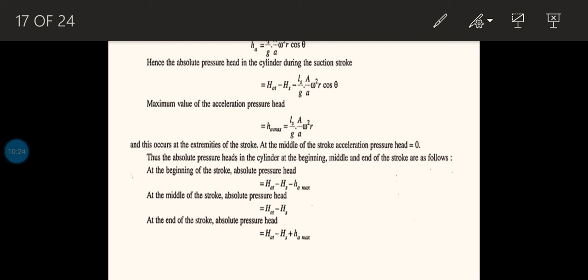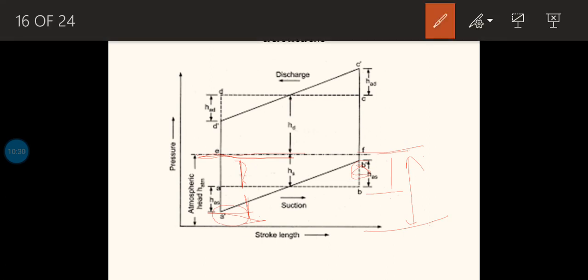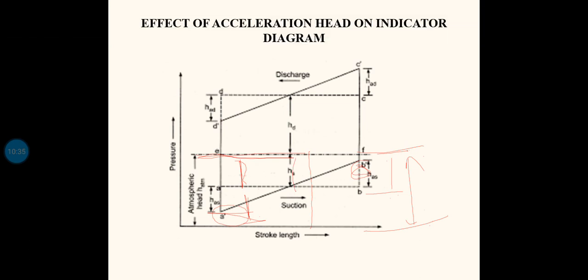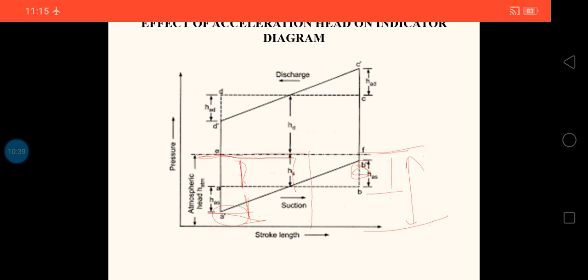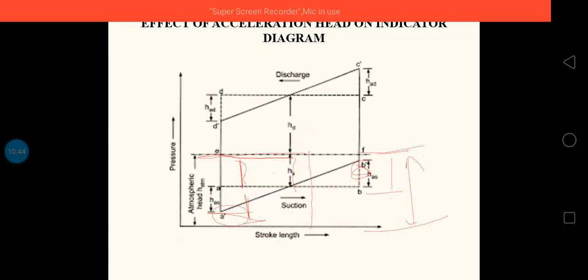So, at the middle of the stroke, the total pressure head is HATM minus HS. That will be the absolute pressure head inside the cylinder. Similarly, in the case of the delivery side, you can see here also absolute pressure head.